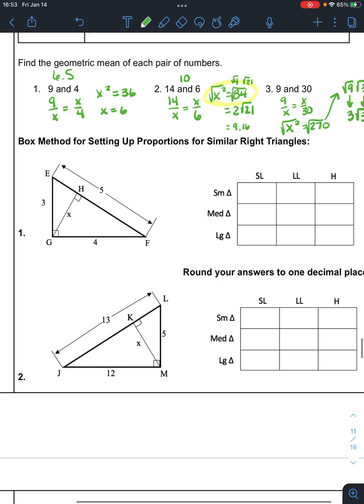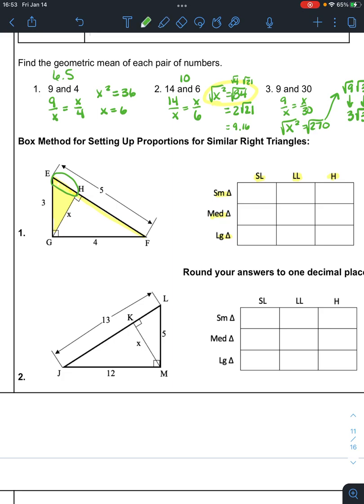We use what's called the box method, and it's simply called the box method because we use a box to organize our data. And notice on the table we have small triangle, medium triangle, large triangle. And each triangle has a short leg, a long leg, and a hypotenuse. So in order to find the short leg, we're going to start here with our hypotenuse, and we're going to find our smallest piece. So what that means is that that's the smallest piece of the entire picture, and so that is going to be your small triangle.